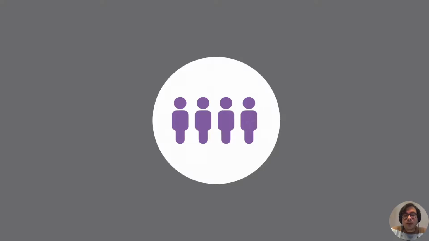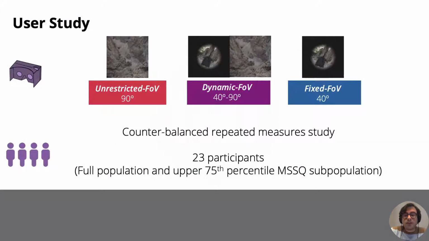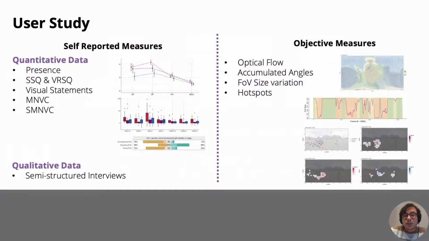Based on this implementation, we organized a user study comparing our dynamic field of view to two baselines: unrestricted, meaning that the field of view is at 90 degrees, therefore no vignetting appears, and fixed, meaning that the field of view is at 40 degrees and vignetting is constant. We did a within-subject study with 23 participants who experienced all three conditions. We also looked at a subpopulation of this group that was more prone to motion sickness. We adopted a mixed methods approach using self-reported data like presence and the simulator sickness questionnaire, using semi-structured interviews, and using objective measures like head direction data.